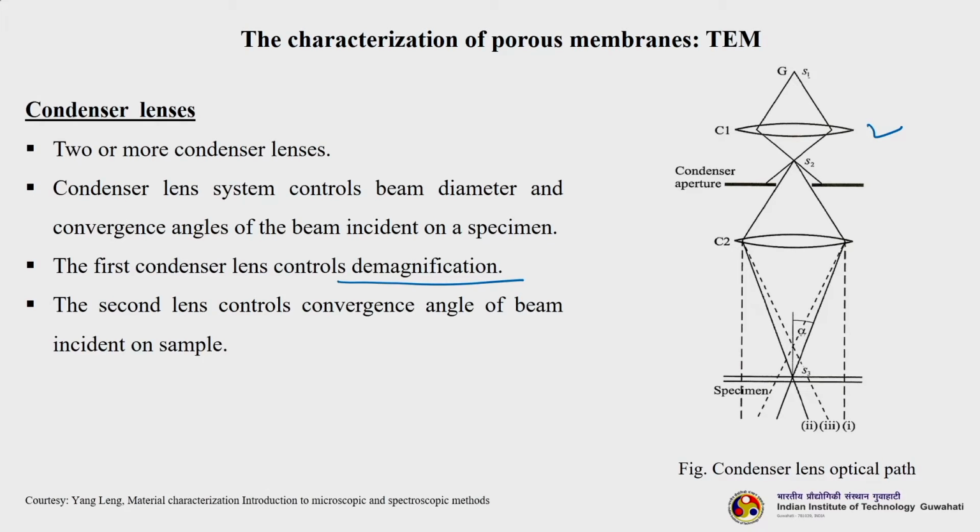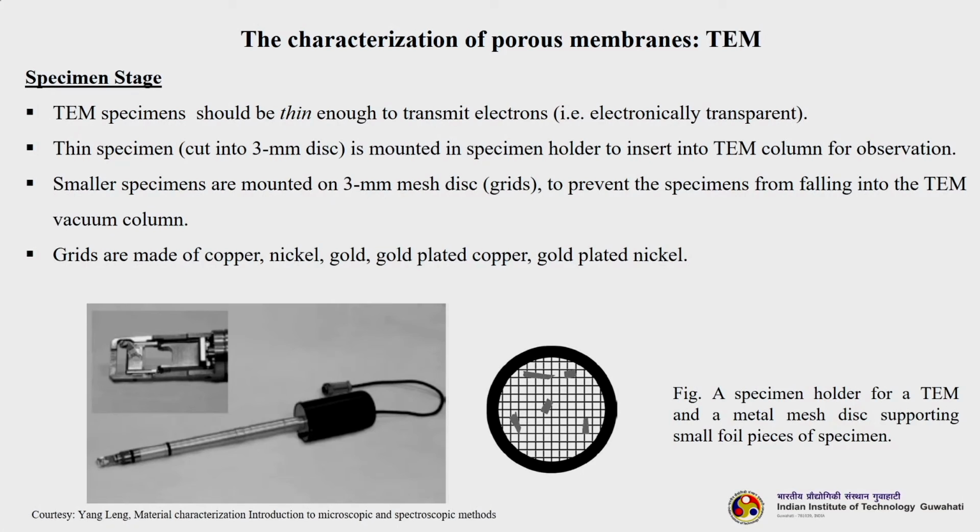Okay. So, this is what it is doing, it is doing the demagnification of the incident ray which is passing through it, and then the second one is converging the angle of incidence. Okay. And then it is falling on the specimen. So, here it is converging, you can see like this, and this is the sample or the specimen on which it is falling. Then let us understand the specimen.